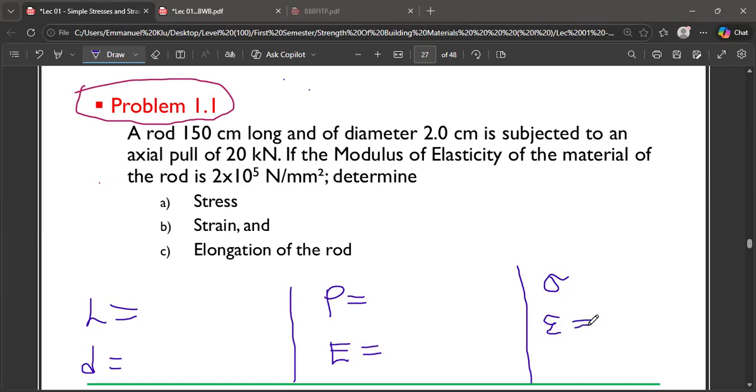Yes, please, I'll read. A rod 150 centimeter long of diameter 2.0 centimeter is subjected to an axial pull of 20 Newton. If the modulus of elasticity of the material of the rod is 2 times 10 raised to the power 5 Newton per millimeter square.